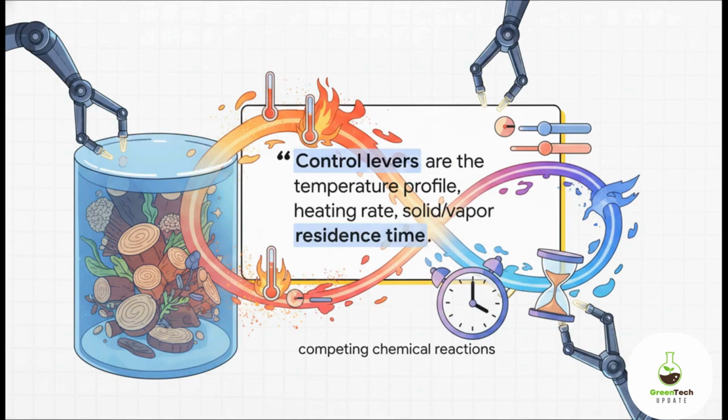Because these molecular pathways constantly overlap and compete inside real biomass, your operational control levers are actually pretty tight. Precision control is everything. Managing your reactor's temperature profile, your heating rate, and your contact time. That is quite literally the only way to steer these competing chemical reactions and ensure your process stays reliable.